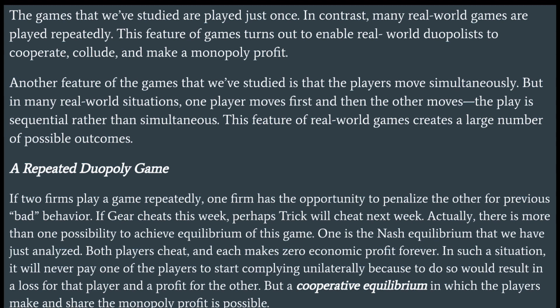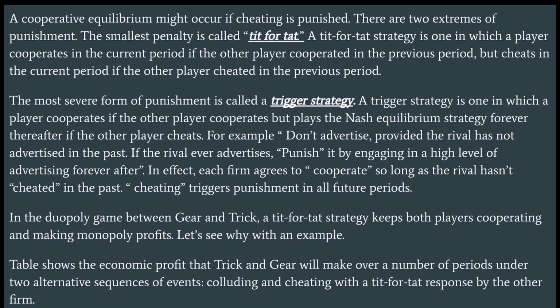In such a situation, it will never pay one of the players to start complying unilaterally because to do so would result in a loss for that player and a profit for the other. But a cooperative equilibrium in which the players make and share the monopoly profit is possible. A cooperative equilibrium might occur if cheating is punished.